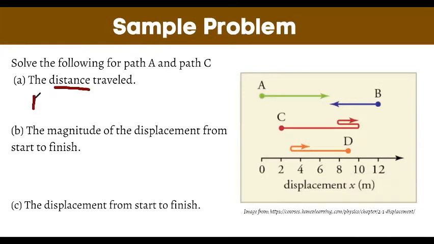Okay, so let us try first the path A. As you can see here, this is the path A, and the arrow is in the middle of 6 and 8. So we can say that the distance it travels is 7 meters. How about for the path C?